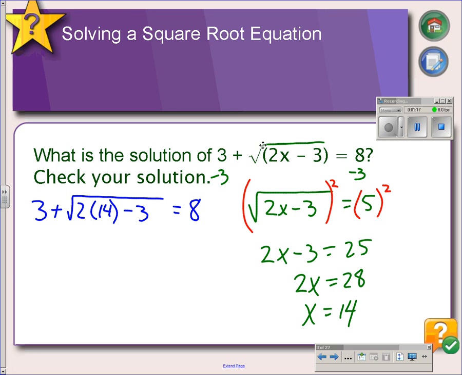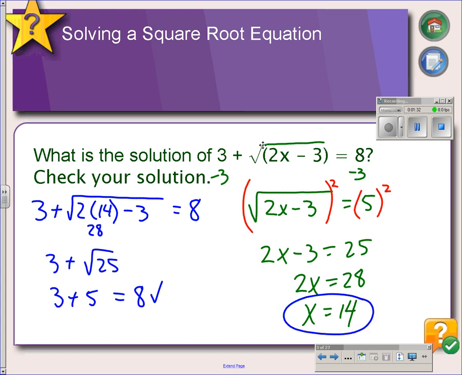So 2 times 14 is 28. 28 minus 3 is 25. Square root of 25 is 5. And 3 plus 5 equals 8. So that checks out. So 14 is a solution.